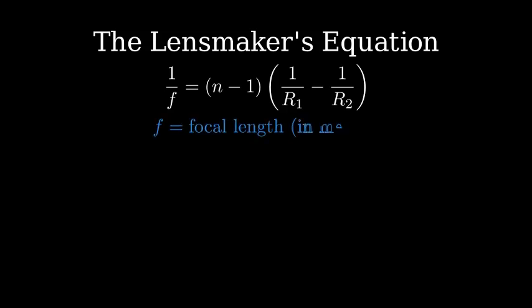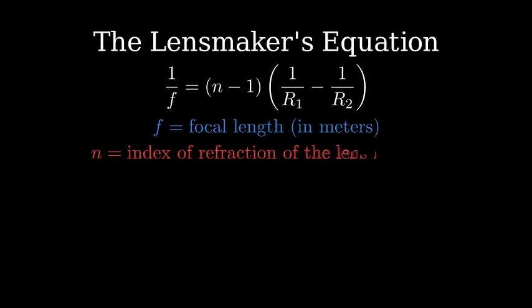F is the focal length of the lens, which is what we're usually trying to find. N is the index of refraction of the lens material. This tells us how much light slows down and bends when entering the lens. For glass, this value is typically around 1.5, while for water it's about 1.33.